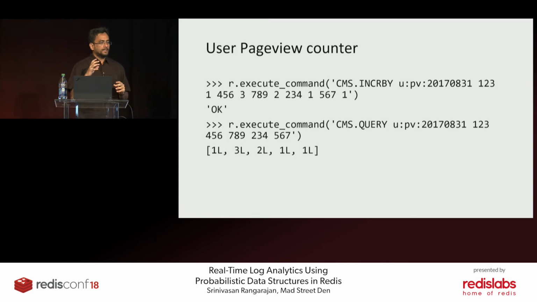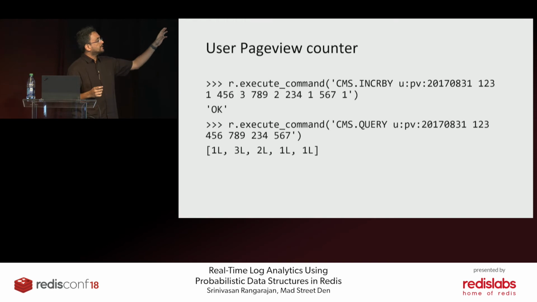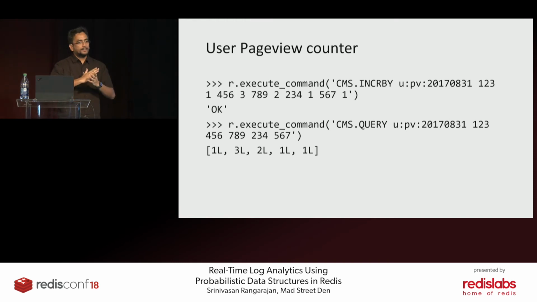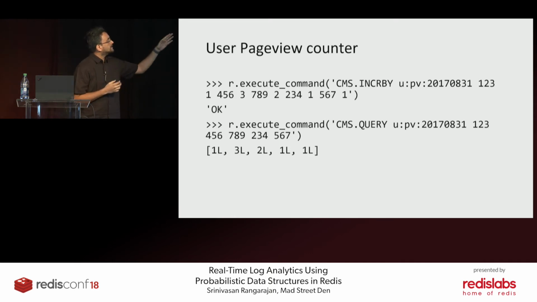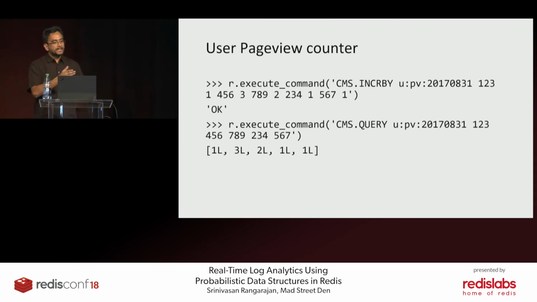So there is a command called cms.incrementBy, and there you mention the key name and the item comma count pairs. So in this specific case, I am trying to find out the number of page views each user did. So in this example, the cms.incrementBy is the command. Then there is a u:pv:: string as your key, and there are pairs of user and counts. So 123 user ID did a page view of 1, and 456 user ID did a page view of 3, and so on, right?